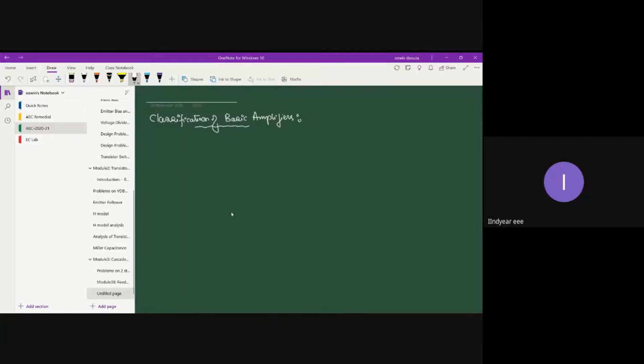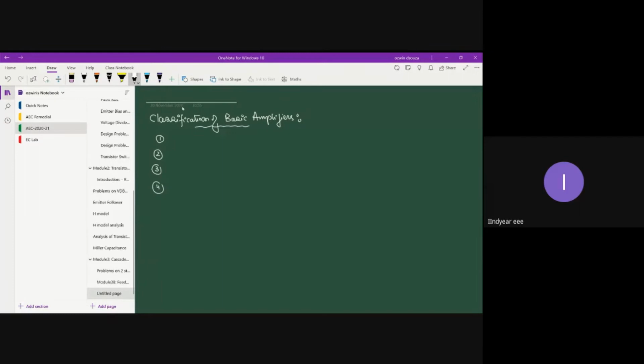Now, the basic amplifiers are classified into 4 types. So far, we discussed only about the voltage amplifier, and in the sense, the gain of voltage amplifier is output voltage to input voltage. But in reality, you don't have to have only voltage amplifier. You can have other types of amplifiers as well.